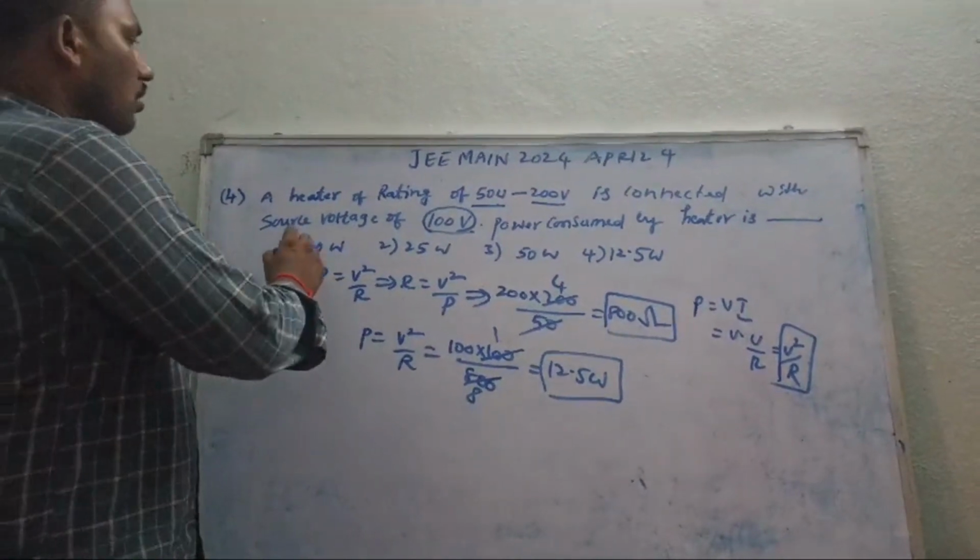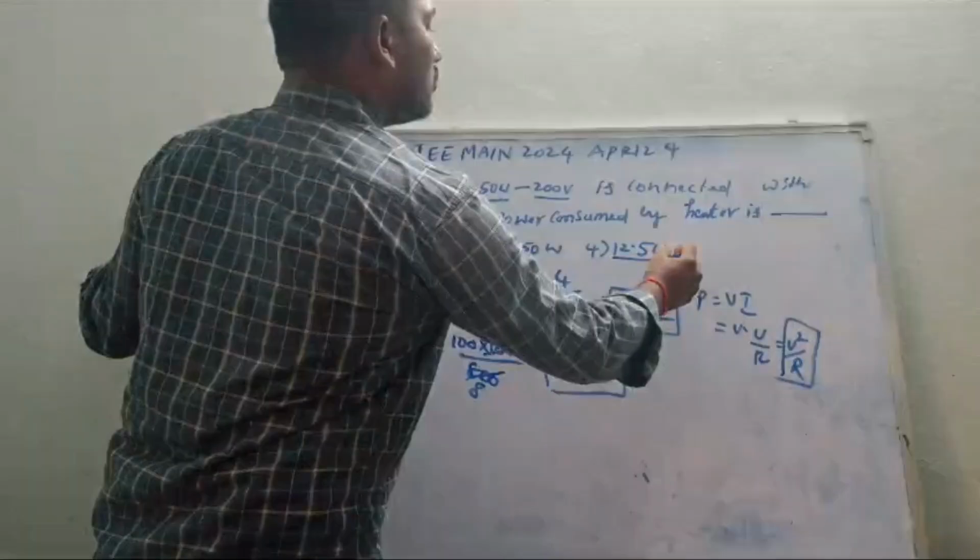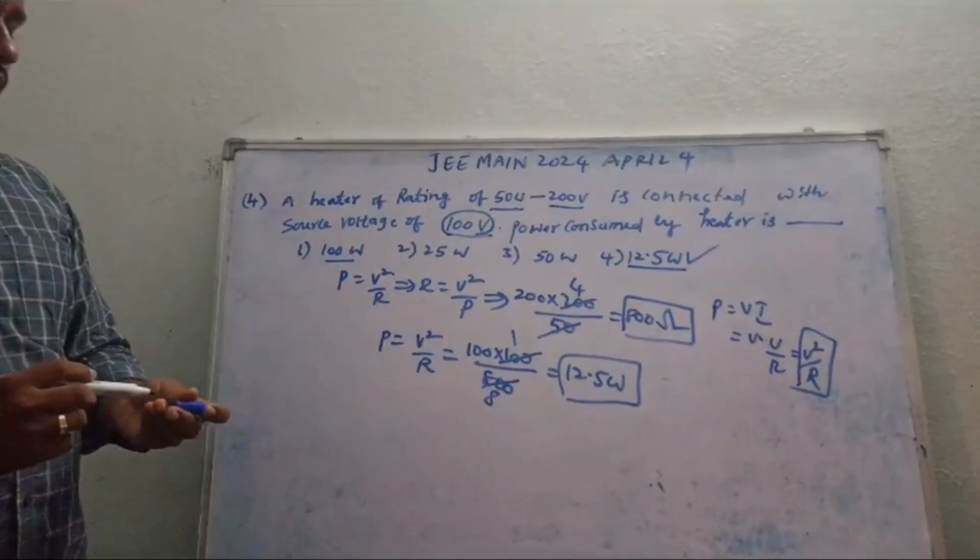Let's check in the question. The options are 100 volts, 20 volts, 50 volts, 12.5. So which option is it here? The fourth option is the correct answer.